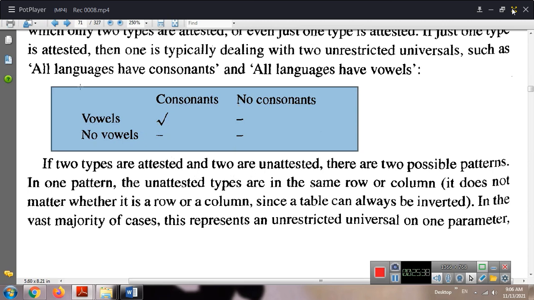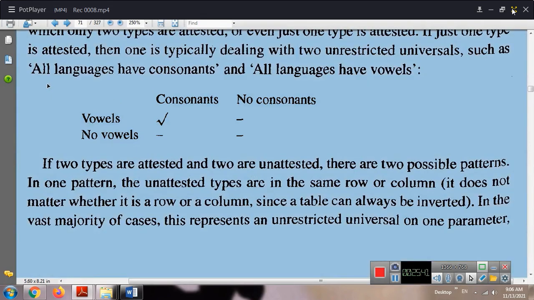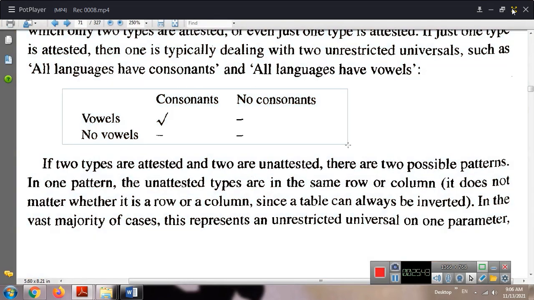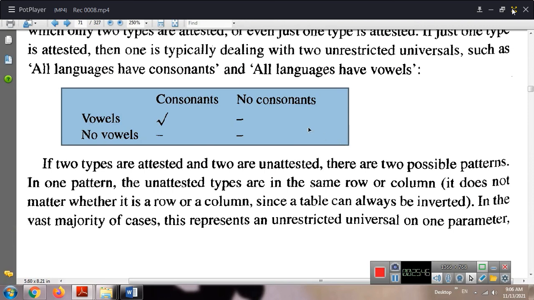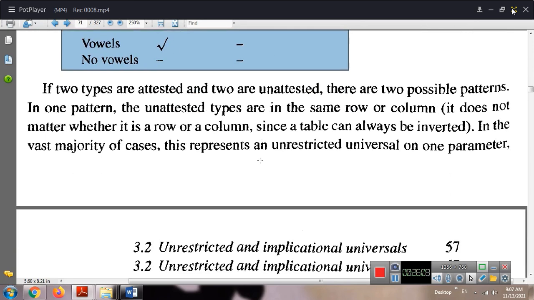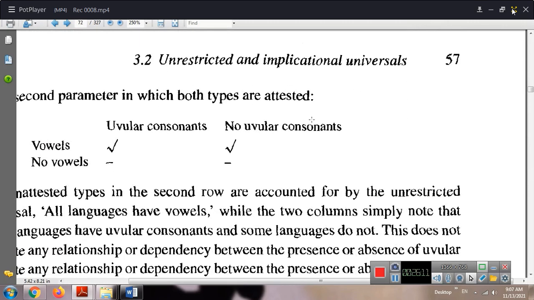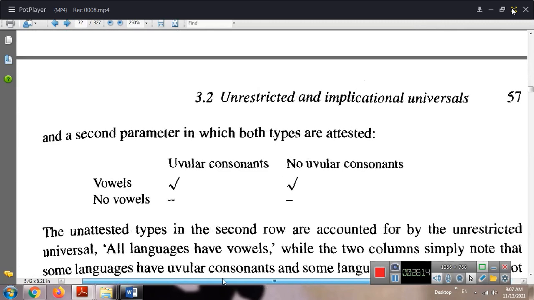Maybe for the final exam I will show you this tetrachoric table and ask you which kind of universal this table shows. You should know that it is an unrestricted universal, not implicational, because in an implicational universal three of them are plus and exist, and one of them does not exist and is minus. But in an unrestricted universal, just one of them is plus and the others are minus. You should know the differences between their tetrachoric tables.